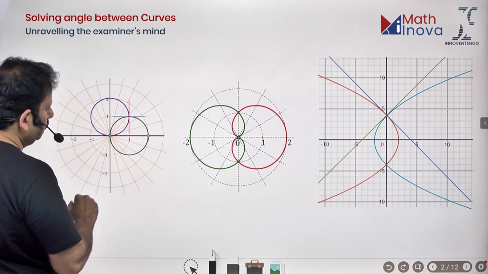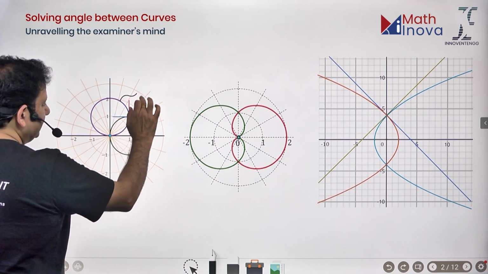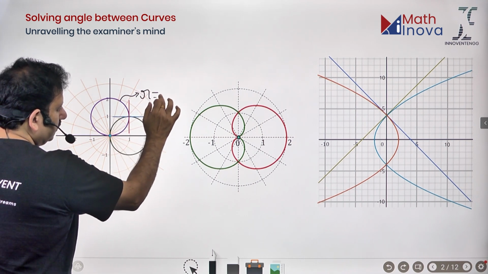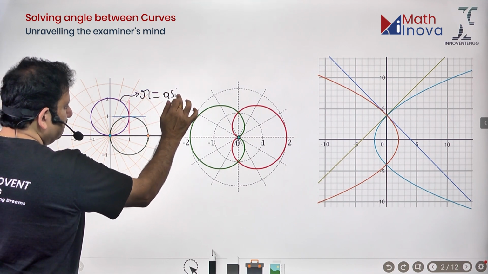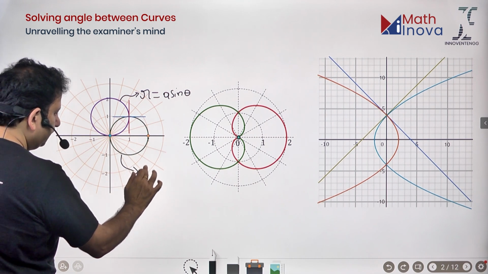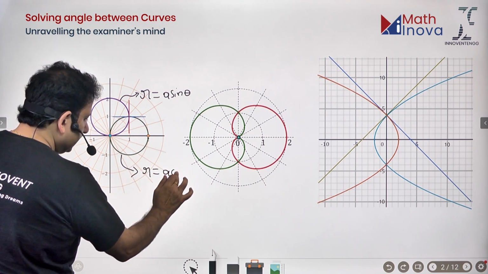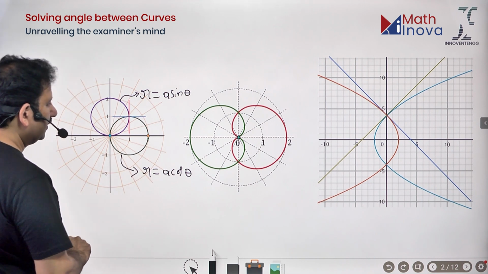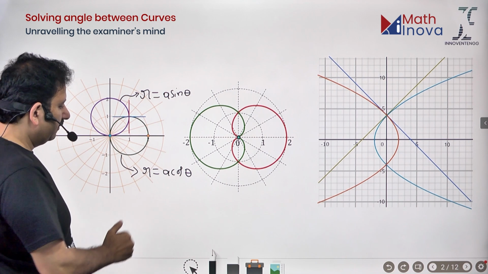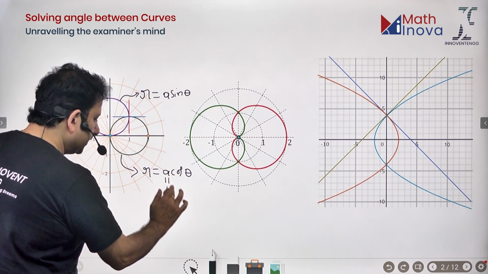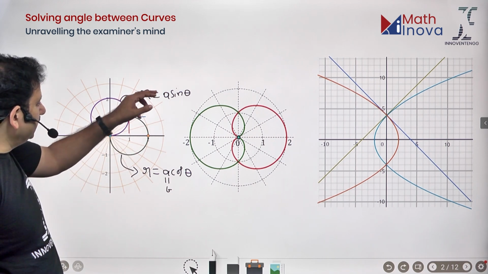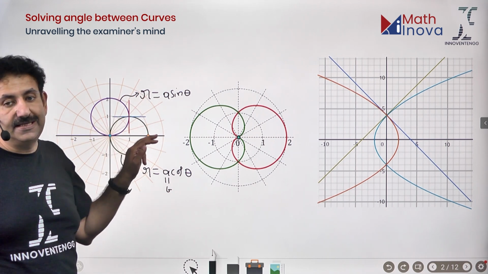For example, you have two circles here. You can clearly see that one of the circles is represented as r is equal to a sin theta, where a can be an arbitrary constant, and this is going to be r is equal to a cos theta, where a is an arbitrary constant. And you would appreciate that even if a and b were different, for example, if this were equal to b, then also the orthogonality condition is unaffected, because these arbitrary constants do not enter the problem.